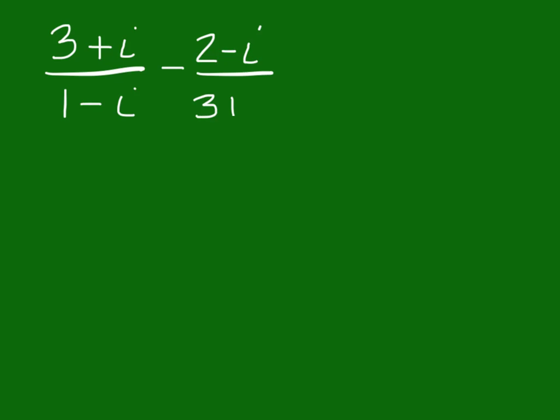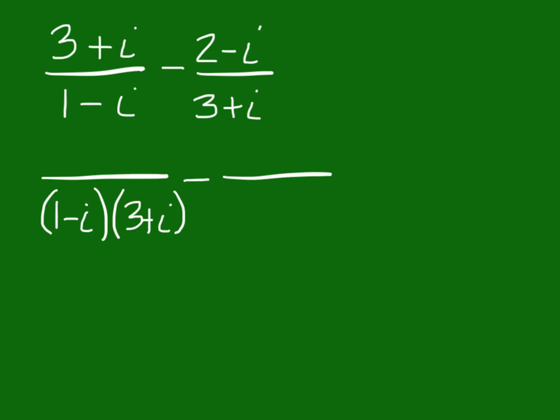Try this one and bring it up. It is 3 plus i over 1 minus i minus 2 minus i over 3 plus i. Alright, on this we're going to need a common denominator, and that common denominator is 1 minus i and then 3 plus i. So we'll put that down to start with.